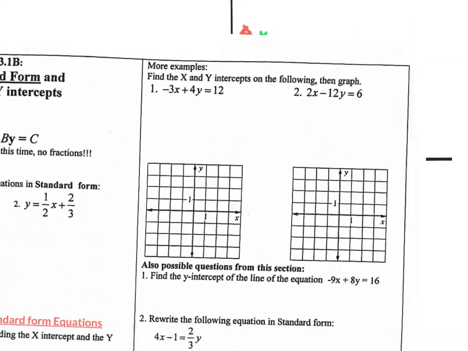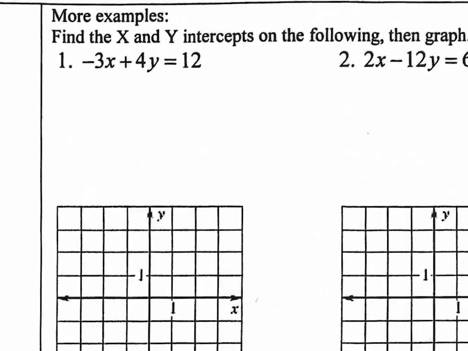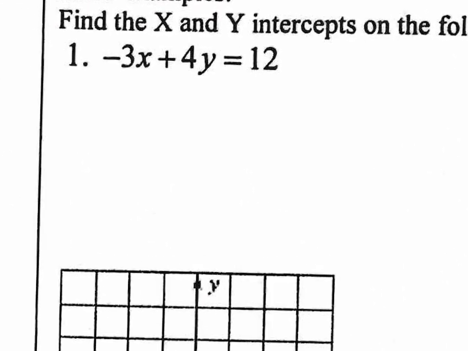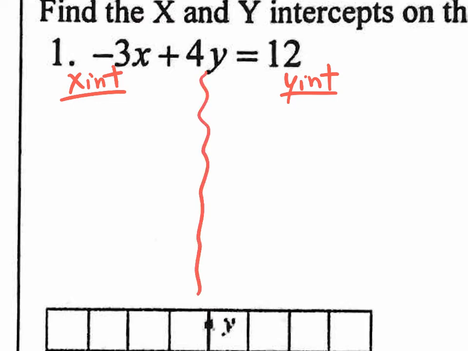let's take a look up here. More examples. You want to find the x and the y intercepts of the following. So number 1, this is a standard form equation. Let's find the x-intercept and the y-intercept. And this is what I always do. I always put a little title to the area of the work I'm going to do. I put x int, y int. I put a squiggly line in between them.